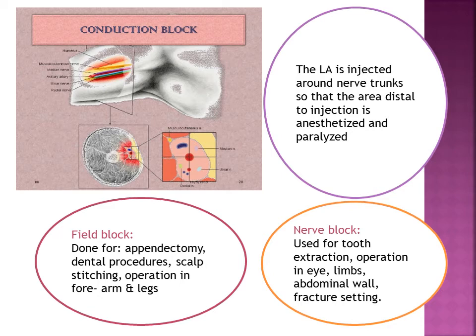Field block is done for appendectomy, dental procedures, scalp stitching, and operations in the forearm and legs. Nerve block is used for tooth extraction, operations in the eye, limbs, abdominal wall, and fracture setting. These two blocks are there.